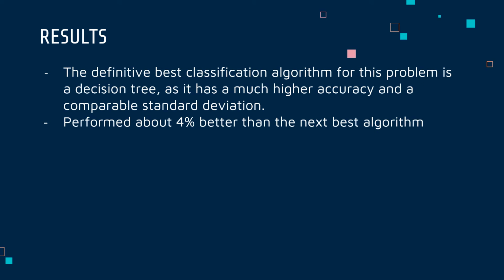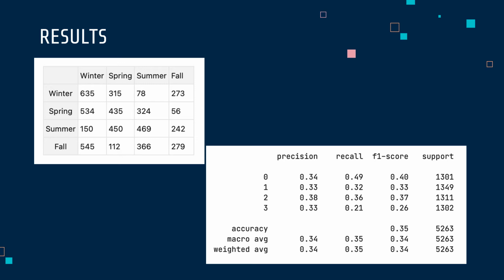So to look at our results, we discovered that the definitive best classification algorithm for our problem was the decision tree algorithm, as it proved to have a much higher accuracy and also had a comparable standard deviation. We also saw that the decision tree algorithm performed about 4% better than the next best algorithm that we had. And if we look at the results here, on the left we have a confusion matrix, and on the right we have a classification report. For the confusion matrix, the correct predictions lie on the principal diagonal from the top left to the bottom right, and the rest are incorrect predictions.